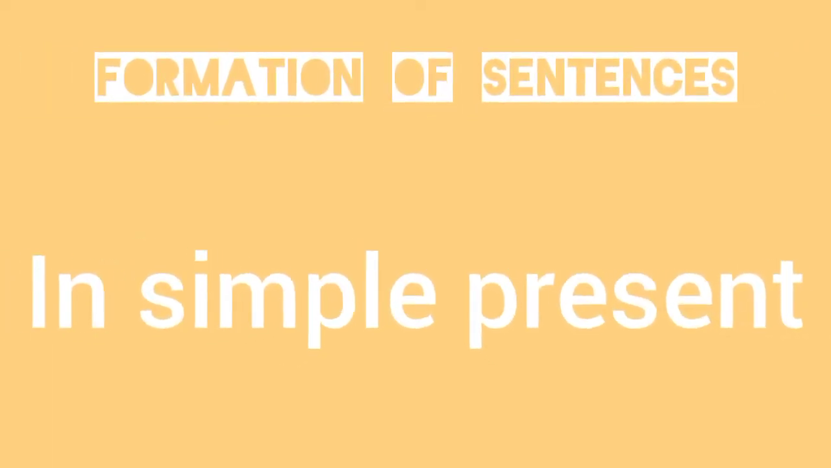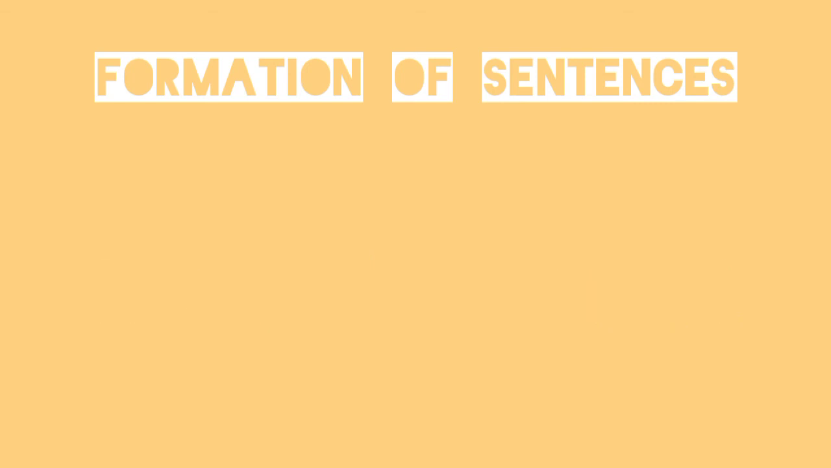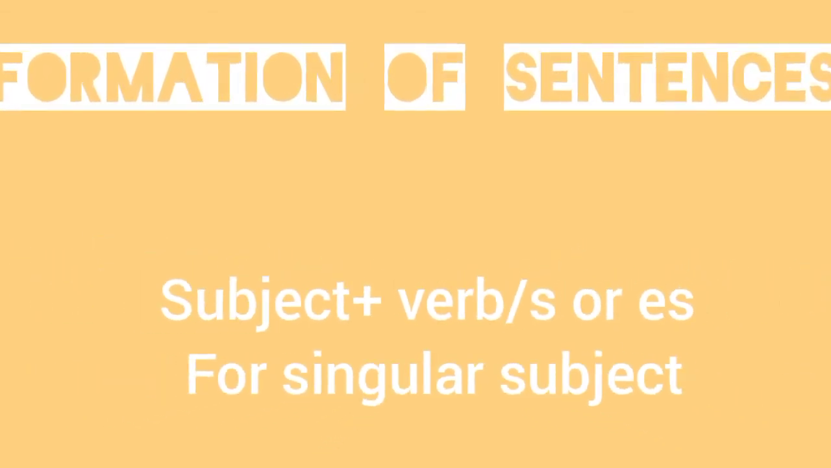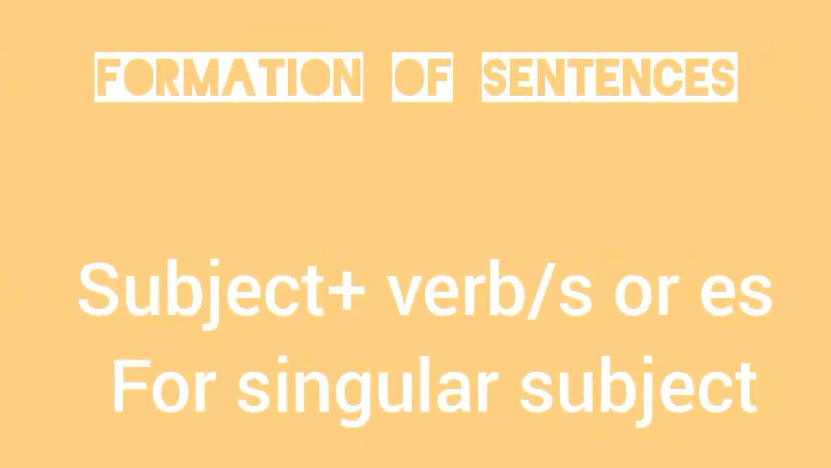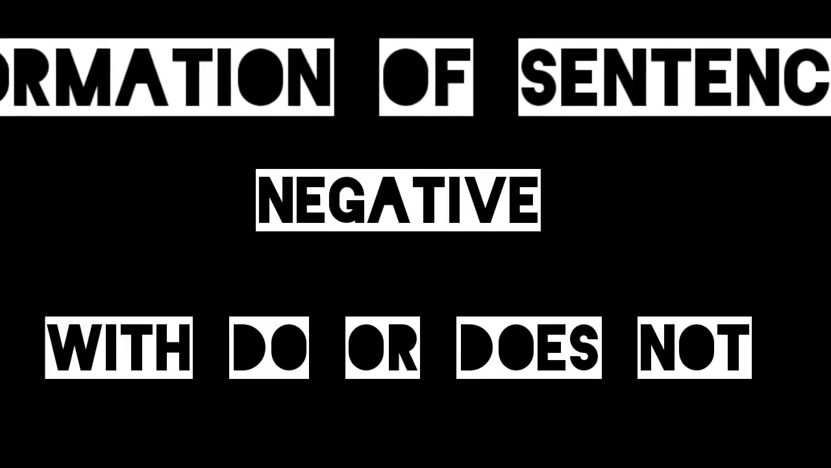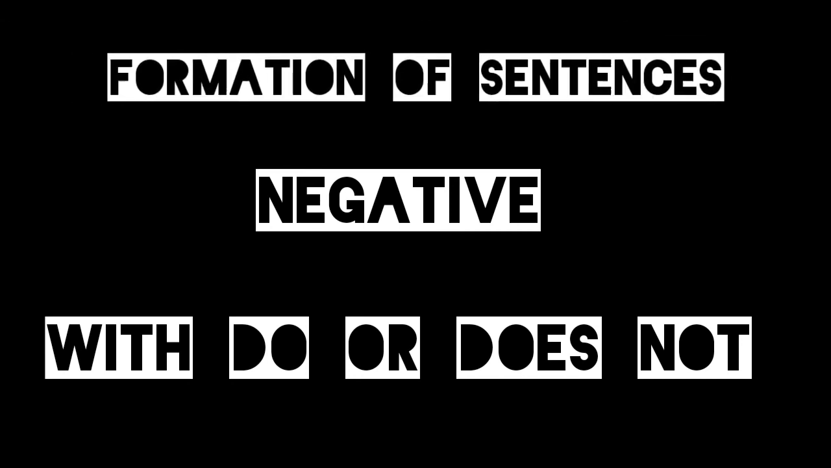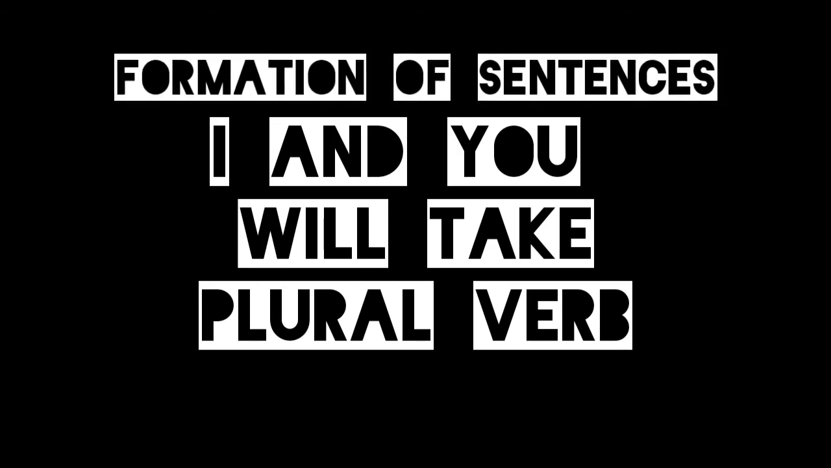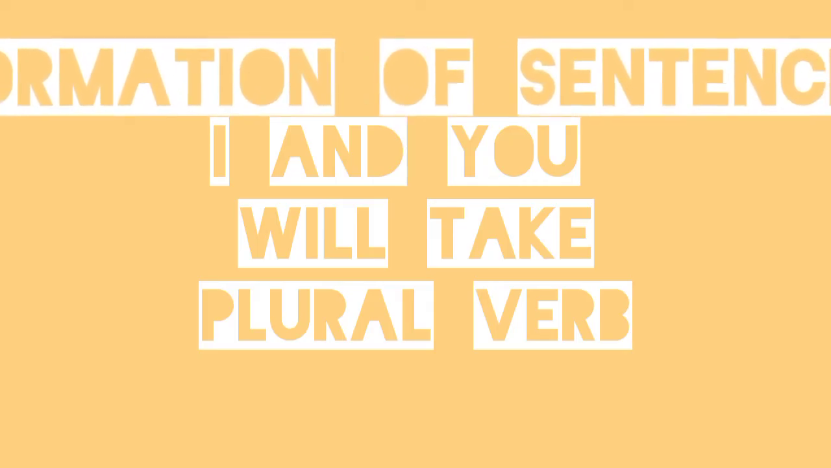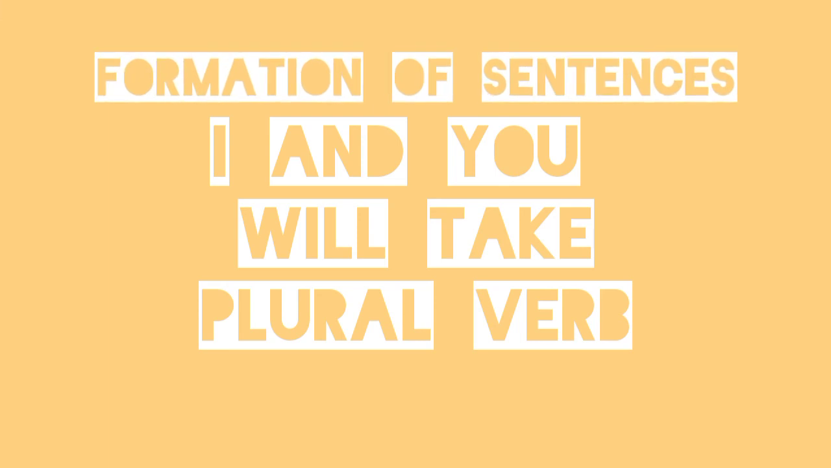Now, how is the simple present to be written? As I told you earlier, it is subject plus verb, with s or es for a third person singular subject. That's the basic construction. For the negative sentence we need do or does: do for the plural and does for the singular. I and you will always remain exceptional cases; with those we apply the plural subject rule. Remember that.